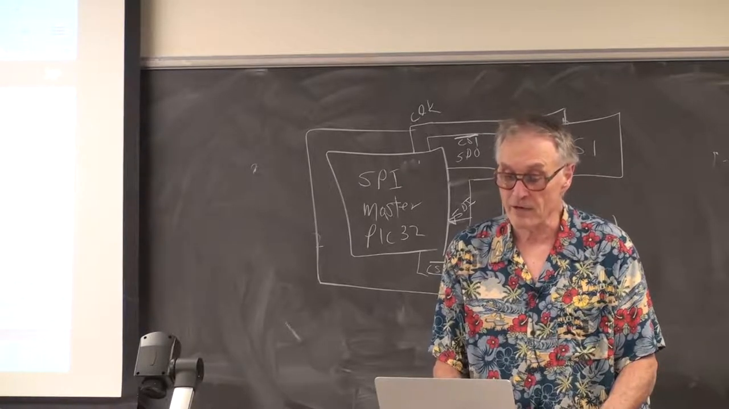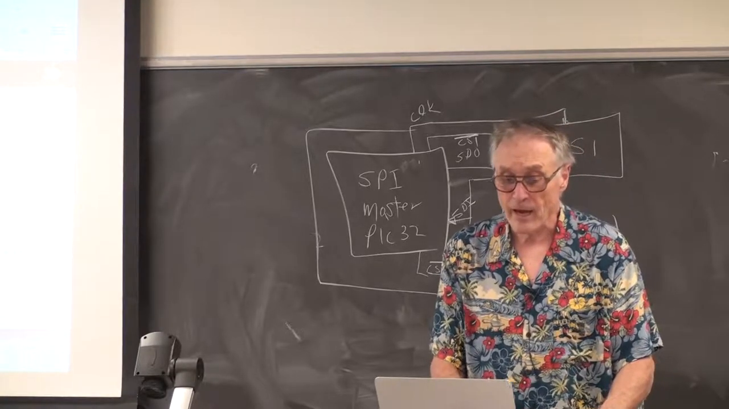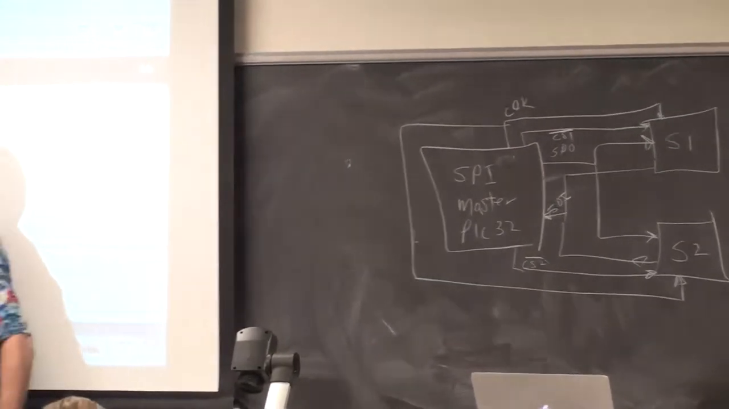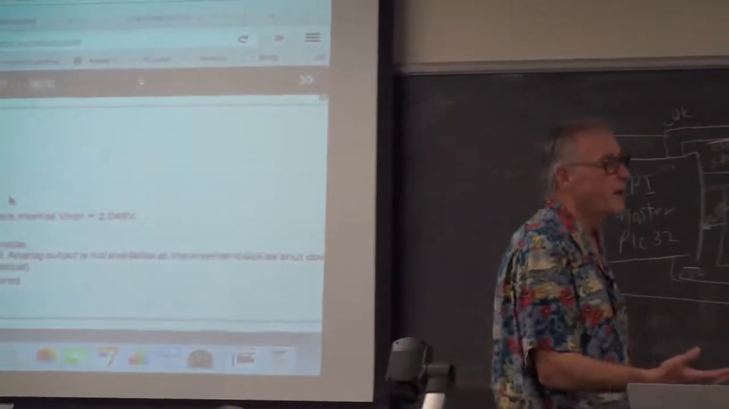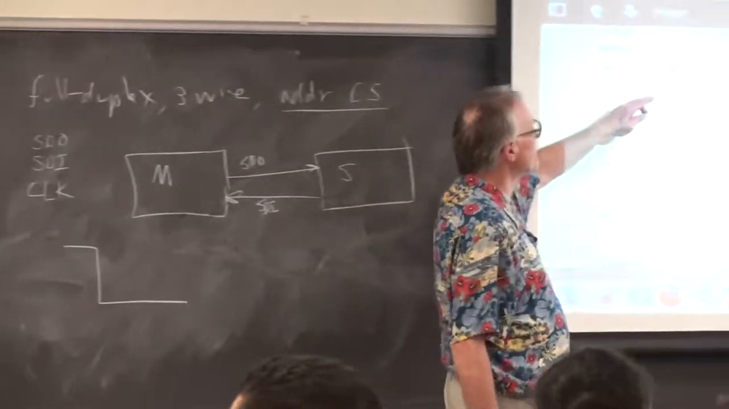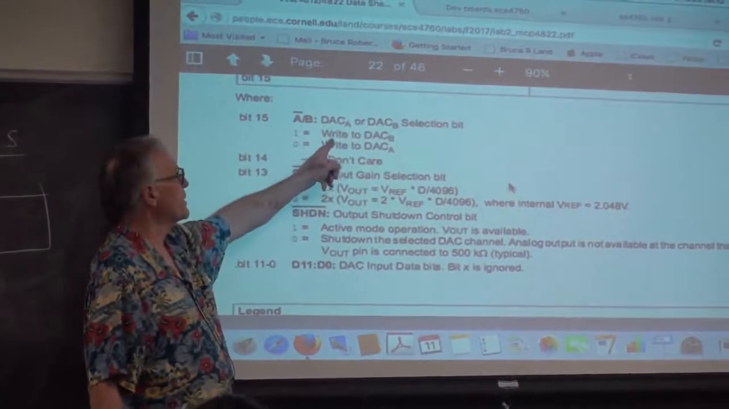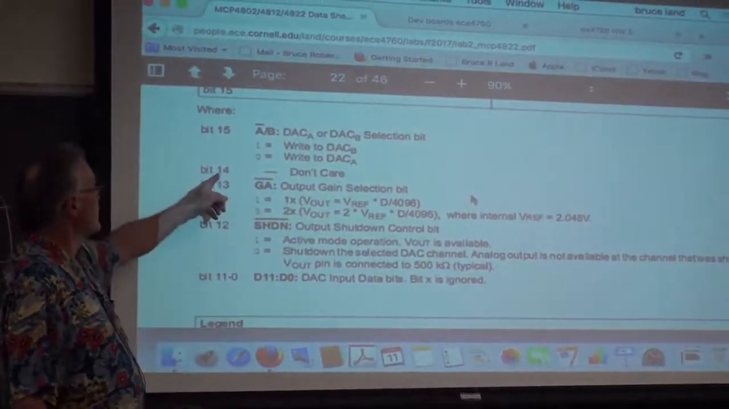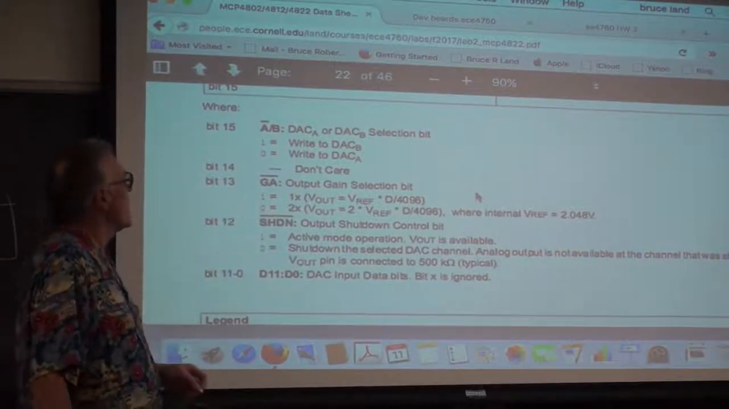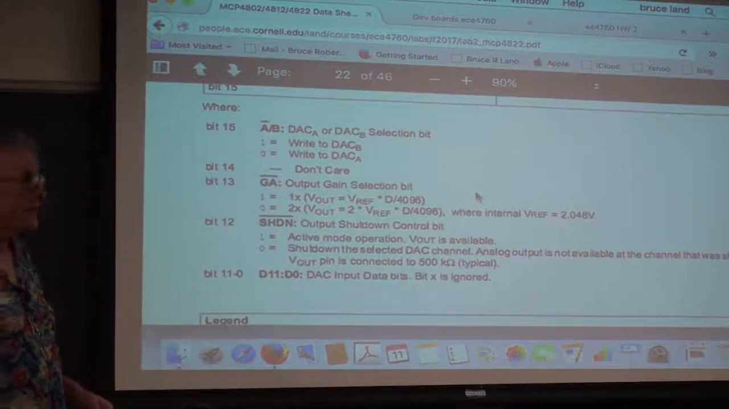Here are the write command registers for the various devices. And the detail of interest is for the 16 bits you're going to transmit in one SPI packet, what are the 16 bits? The first one is, are you going to write A or B? Bit 14 is don't care. Bit 13 is gain selection. I haven't played with this. I leave it locked at 1 because 0 to 2 volts is about right for our architecture.